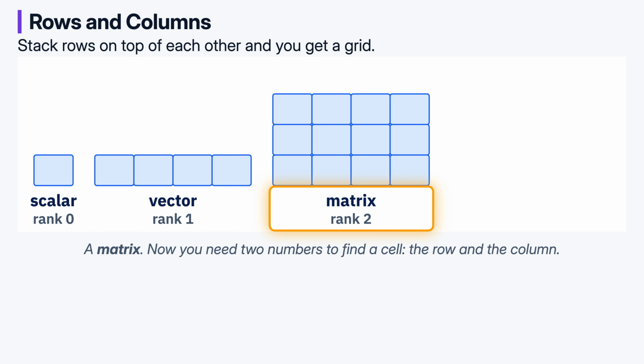Stack rows on top of each other and you get a grid. PyTorch calls this a matrix. Now one number isn't enough to find a cell. To reach this one you need 2, the row and the column. 2 numbers to reach any cell, so a matrix's rank is 2.